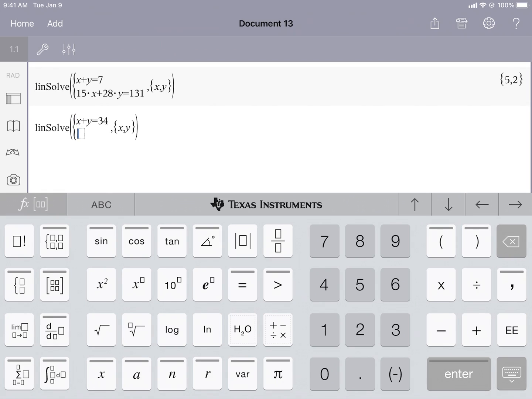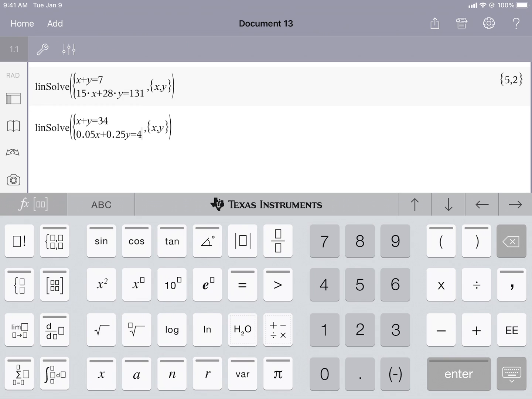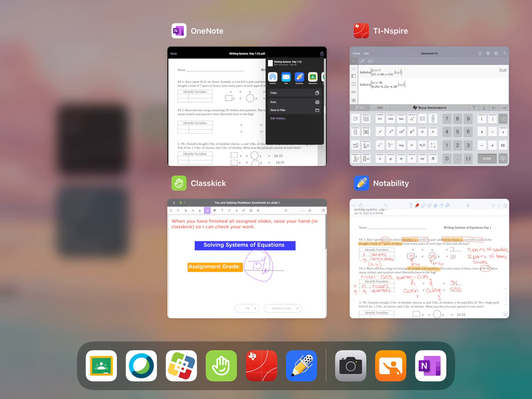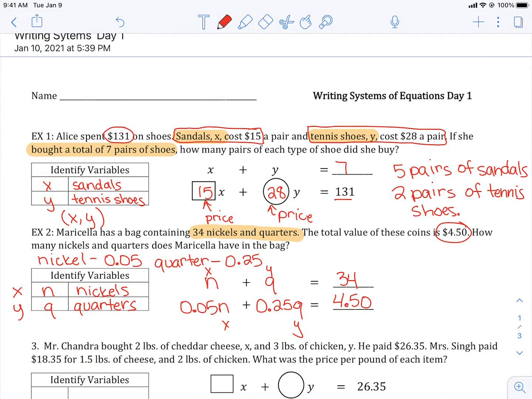The bottom one, I have 0.05X plus 0.25Y equals the $4.50 total she has. Just double checking. And when I hit enter, it tells me that she will have 20 nickels and 14 quarters.